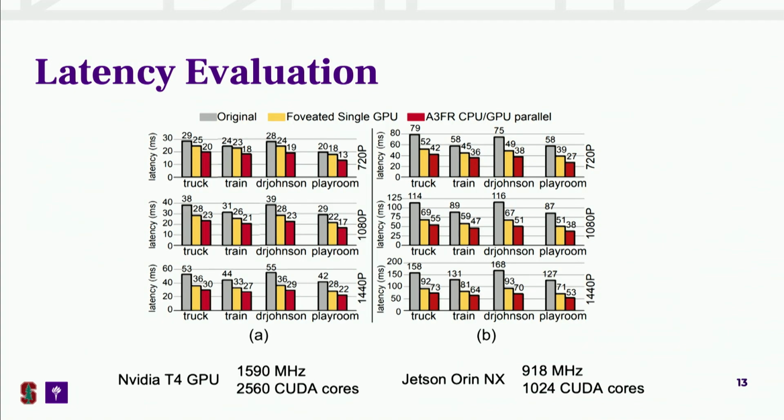So with this approach, the ultimate goal is to speed up the frame rate or reduce the rendering latency. We tested across different 3D scenes, different resolutions, and also different computing power, in the sense of whether it's a desktop GPU with a higher clock frequency and more compute units, or mobile devices with lower computing resources.